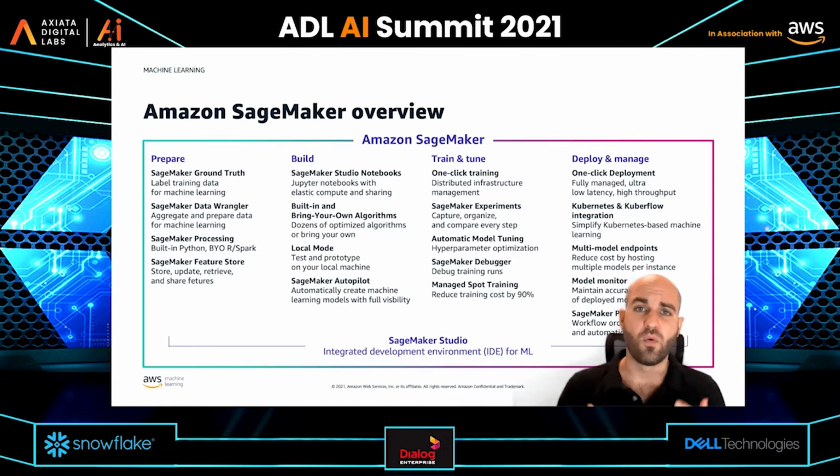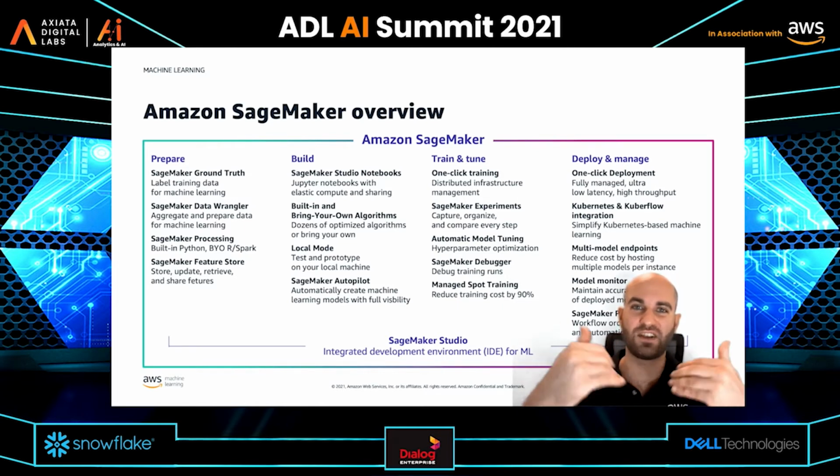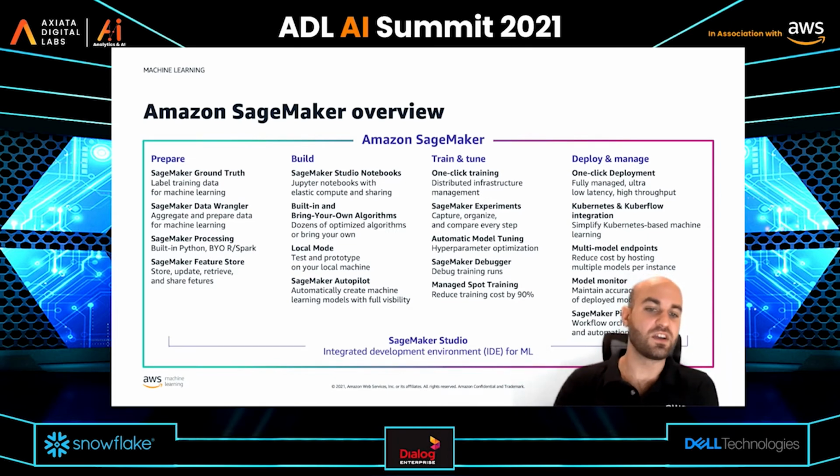The first one is, what if I need to label my data for training? SageMaker Ground Truth can help me label my training data even with the help of machine learning. So basically it tries to automatically label things that it already knows, and if it doesn't, then you can have a human annotation and it will again learn over time there. You can also aggregate and prepare your data with things such as Data Wrangler. With SageMaker Processing, you can also do pre-processing with Spark scripts or your own built-in Python script, etc. And like I said, you also have a feature store.